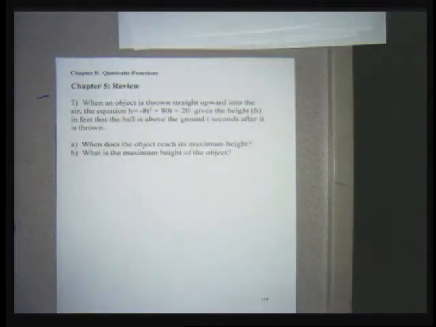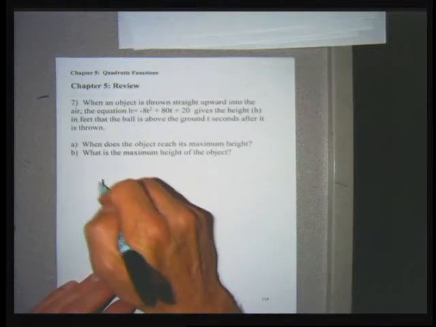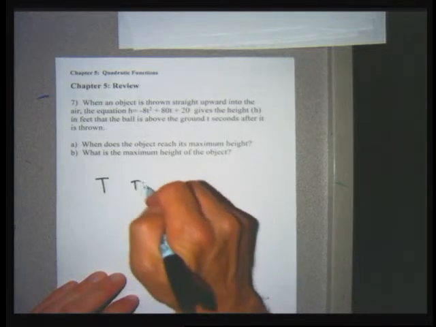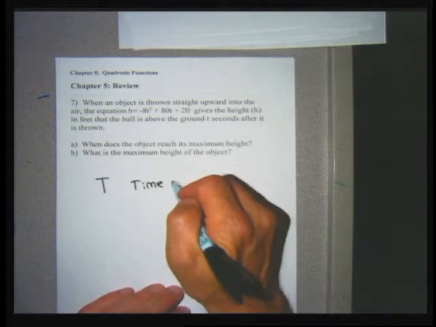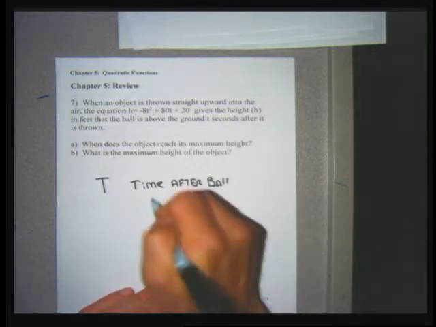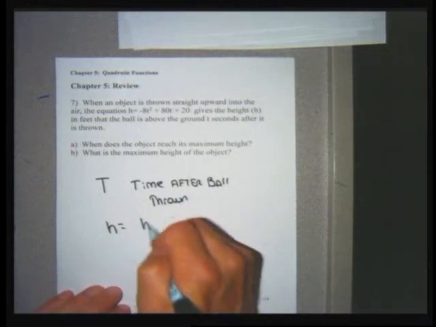And in both the word problems, the really only thing you need to do is find the vertex and know what the vertex is going to give you. And it will answer all the questions that we need. So in this case, if I look at the equation, there's two letters. There's the letter t, which is kind of in the x position, and that gives me the time after the ball is thrown. And h gives me the height.